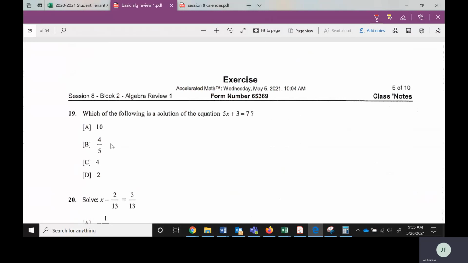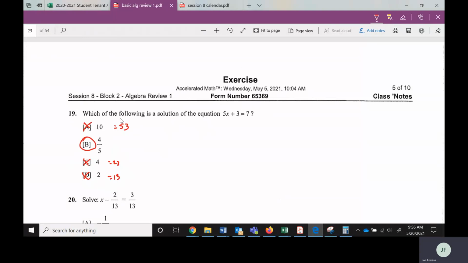Okay. So, meaning 5 next to an x means multiply. So if 10 was the answer, that would mean you do 5 times 10 is 50 plus 3, that should equal 53. So if the answer was 10, this would equal 53. We want it to equal 7, so that's out. Let's skip the fraction for now. Let's try 4. 5 times 4 is 20, plus 3 would equal 23, not 7, so that's out. 2 times 5 is 10, plus 3 is 13. Again, not 7, it's 13. That's out. So this should be our answer.